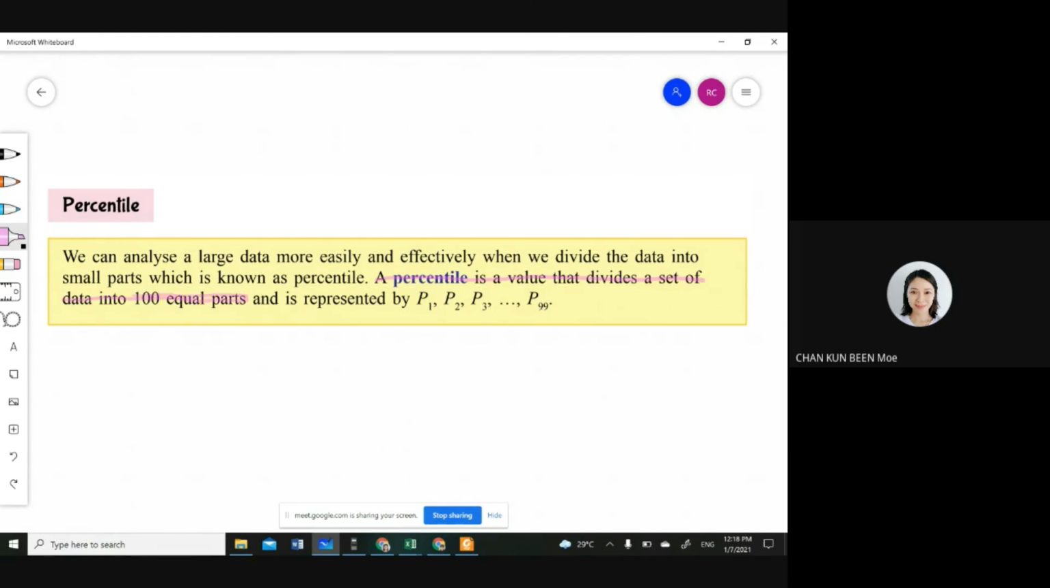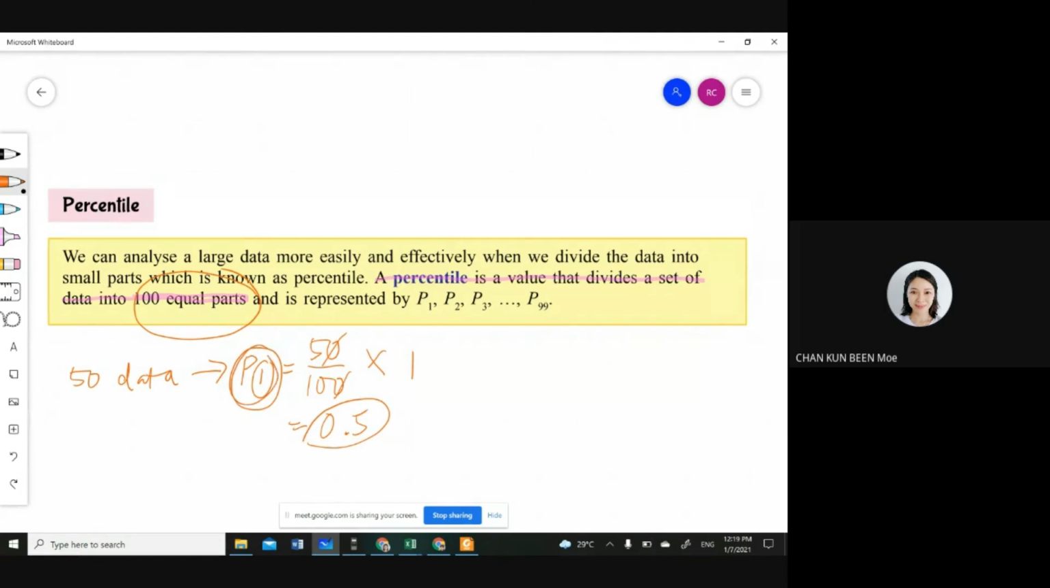Okay, so I give you an example now. For example, if I have 50 data, now if I want to find the first percentile, the first percentile will be the data itself, you divide by 100 because it is divided into 100 equal parts. Okay, and then you multiply by 1 because we want to find the first percentile. So the answer will be 50 divided by 100 equal to 0.5. So 0.5 is the first percentile.